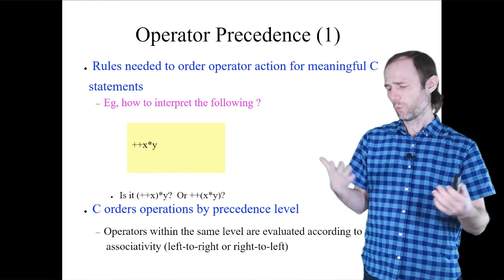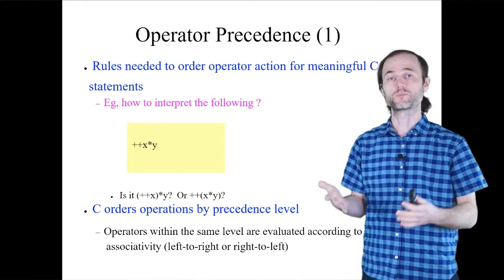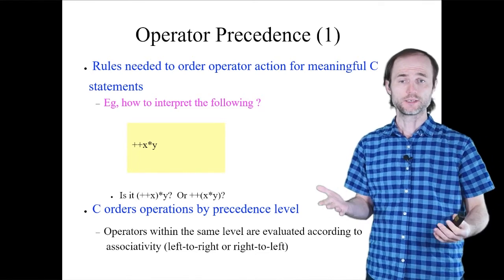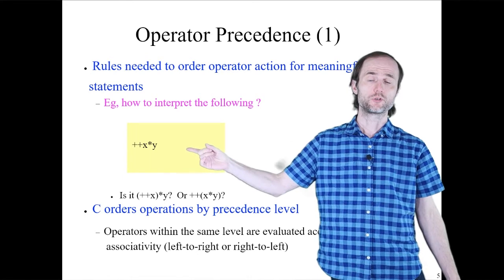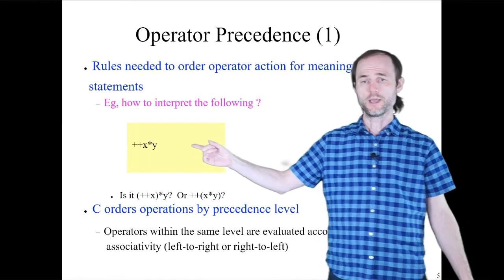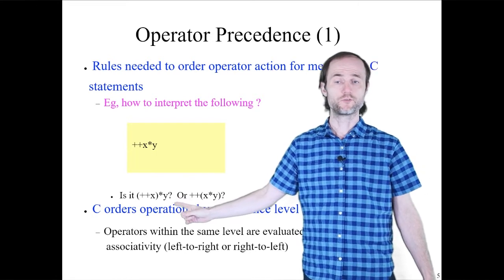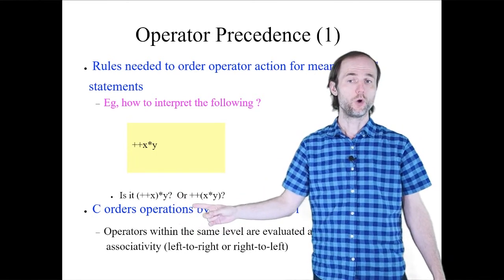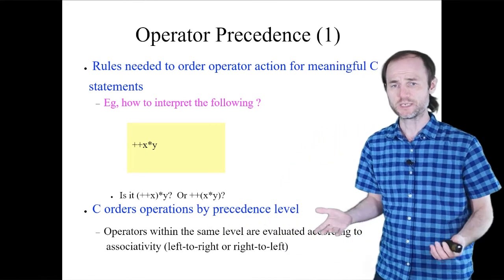For instance, what is 2 plus 2 times 2? Well, because multiplication takes precedence over addition, it is 6, not 8. And so precedence of operators is really important to understand expressions like these. Does ++x times y mean ++x first and then times y? Or do you attempt to operate ++ on the product of x times y? And what would that even mean?